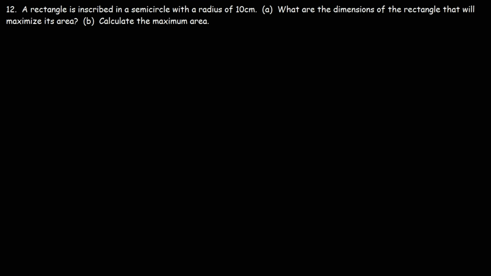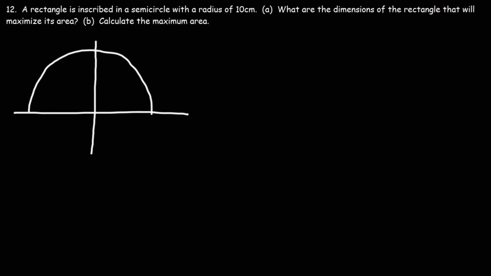Number 12. A rectangle is inscribed in a semicircle with a radius of 10 centimeters. What are the dimensions of the rectangle that will maximize its area? And also calculate the maximum area. Well, let's draw a picture. So let's say this is the semicircle. Let's see if I can do a better drawing. And we have a rectangle inscribed inside of the semicircle.